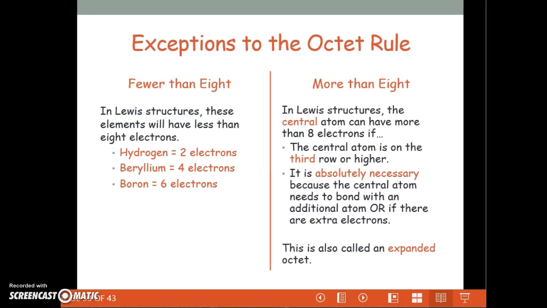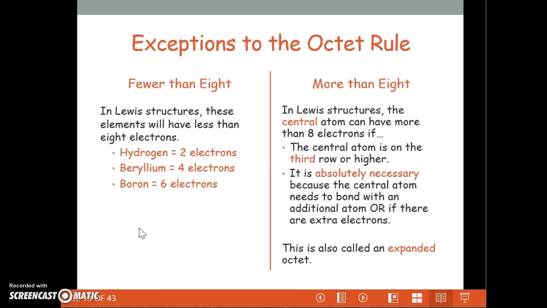Okay, so from the very first time I told you about the octet rule, you probably should have known this day was coming. This is the day where we talk about the exceptions to the octet rule. So the fact of the matter is, not every atom actually needs 8. There are a few exceptions to the rule, like in chemistry and any good rule in general. If you're allowed to have fewer than 8, there's only 3 atoms that can do that. That is hydrogen, beryllium, and boron. Hydrogen only needs 2, beryllium needs 4, and then boron needs 6.